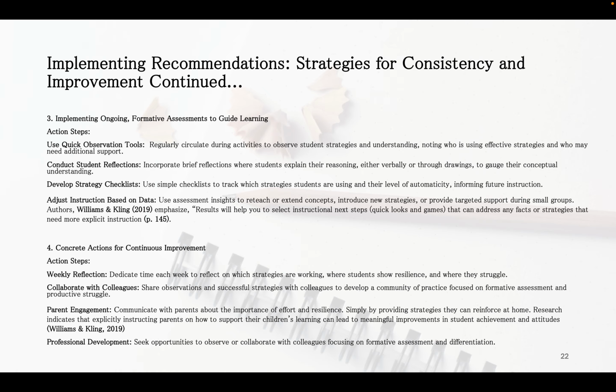I think that a weekly reflection means dedicating time each week to reflect on what strategies are working, where students need resilience, and where they are struggling. Collaborate with other teachers and my colleagues: share observations and successful strategies to develop a community of practice focused on formative assessment and productive struggle. I think it's also important to allow parents to be engaged in their students' education, communicating with parents about the importance of effort and resilience simply by providing strategies that they can reinforce at home as well.